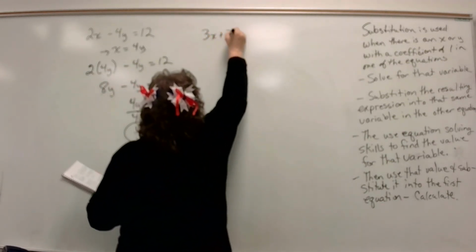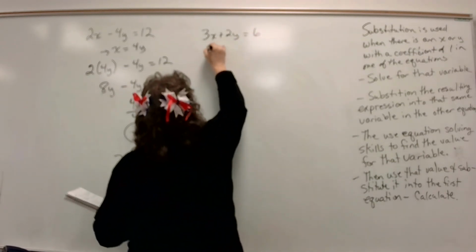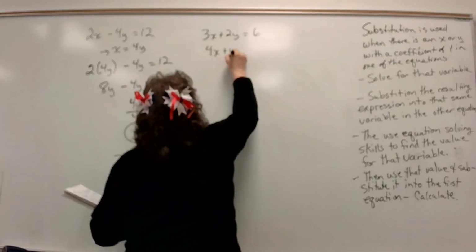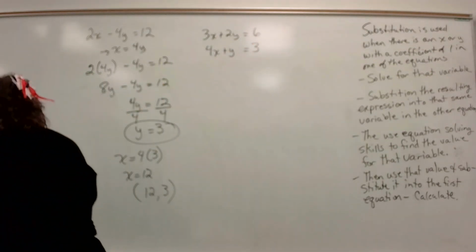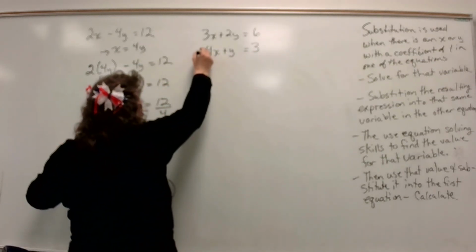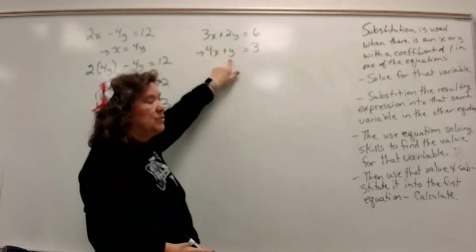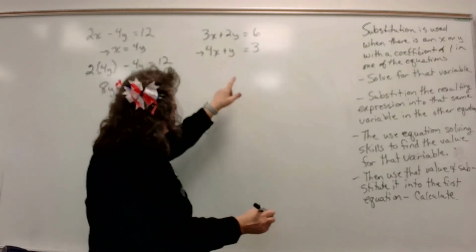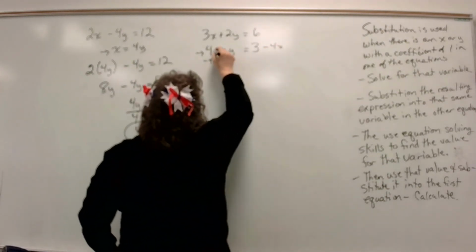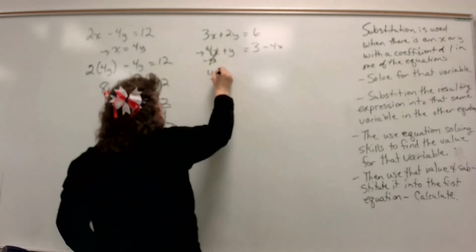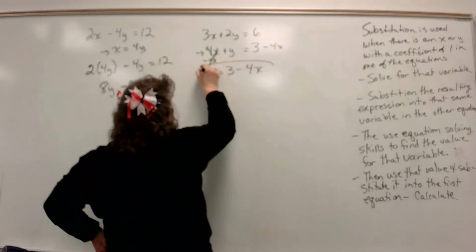3x plus 2y is equal to 6, and 4x plus y is equal to 3. Notice, this equation here has one of my variables with a coefficient of 1, so I'm going to solve for that one, which means I'm going to subtract 4x from both sides, and I'm going to end up with y is equal to 3 minus 4x.